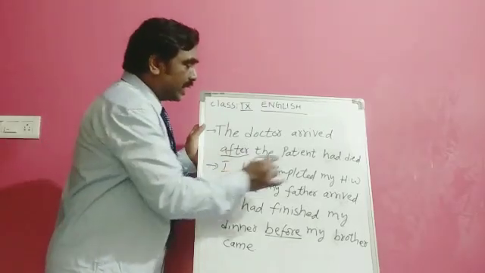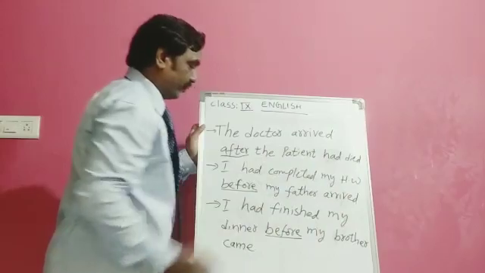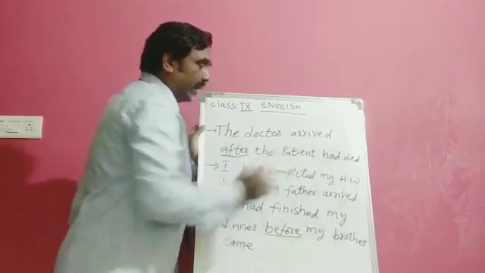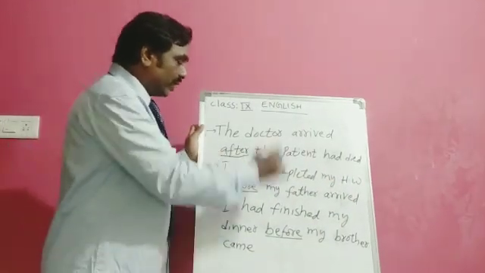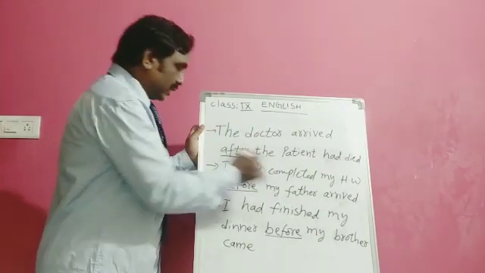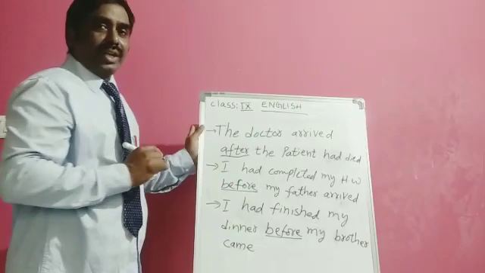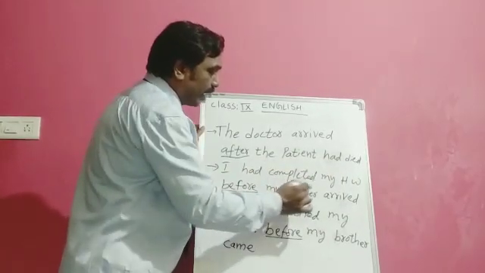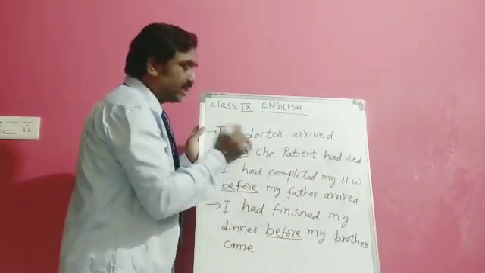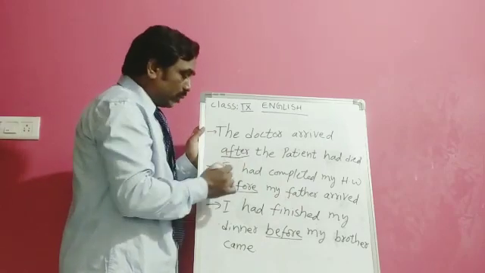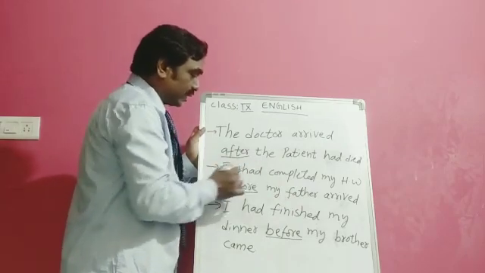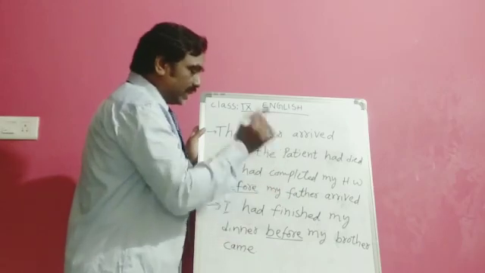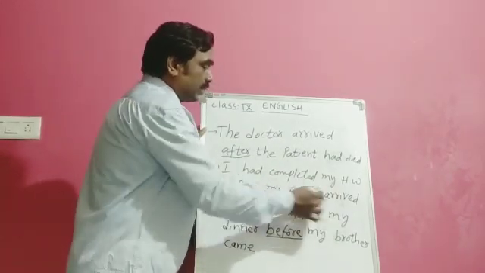See another example: I had completed my homework before my father arrived. Here 'I had completed my homework' is one action and 'my father arrived' is another action. Which happened first? That I completed my homework finished first. So we should write: I had completed my homework before my father arrived. My father arrived. Before that what happened? I had completed my homework. So the action completed first is used in the past perfect tense, and the one completed afterwards we wrote in the simple past tense.